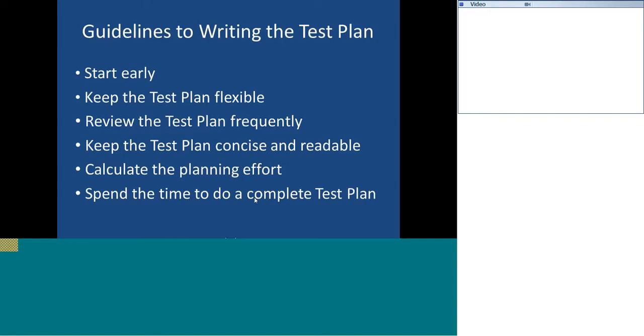So generally, we'll be having a project level plan which covers all the development related and design related and testing related details. But test plan is a project plan for the testing team. So we call it a test planning document.